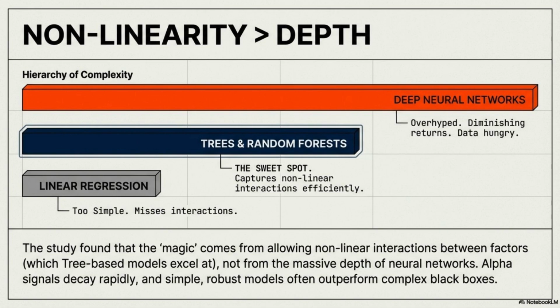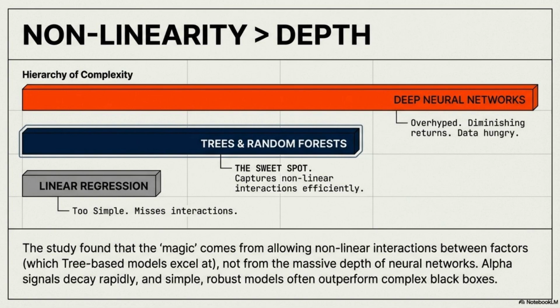Their findings were crucial. They found that ML does add value, but not necessarily through deep learning. They found that allowing for nonlinear interactions between factors, which simple trees do well, was more important than the massive depth of a neural network. They also highlighted how quickly these signals decay. The takeaway for you? This paper is a reality check. It stops you from over-engineering useless deep learning models and guides you toward the ML techniques like tree-based ensembles that have empirically shown promise in asset pricing.